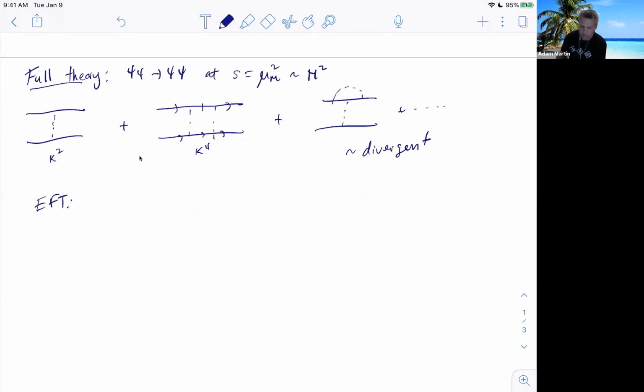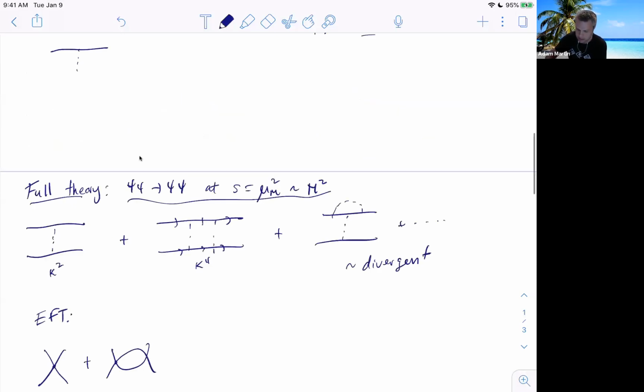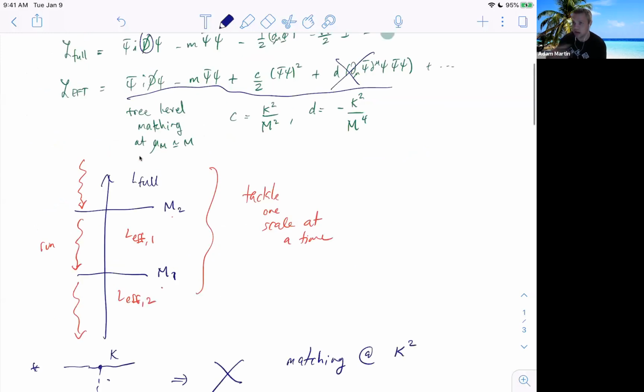EFT, what's the calculation? Same process. Well, here's my tree level piece. And I'm going to have loops, things like that. Right, here is that vertex. Remember, we're working in an EFT where I've shut off that D interaction just to make my life less complicated. And I only have that C interaction.